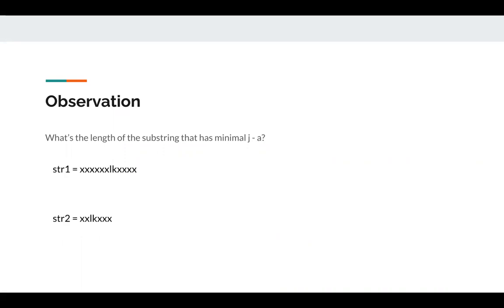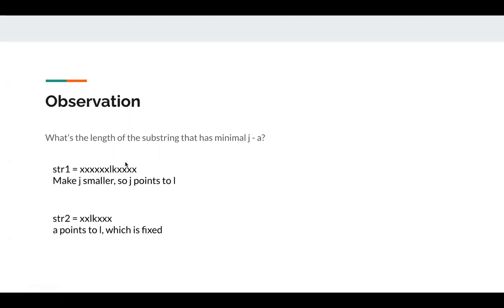Let's take one example. We have two strings, string 1 and string 2. This is the first string, this is the second string. They have some common characters, L and K. We know for string 2, a points to L, which is fixed. For string 1, it has two options. It can match L with L. It can also match LK with LK.